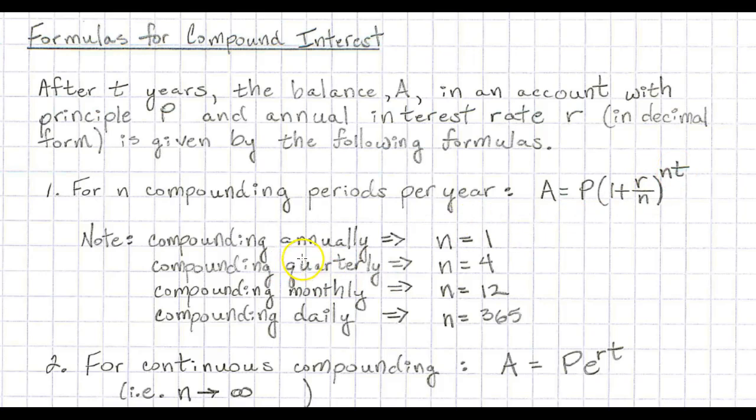If they say compounding annually, it means they only compound it once per year, so n is 1. Compounding quarterly would mean they compound it every 3 months, or 4 times. Compounding monthly would be every month, or 12 times per year. Compounding daily, every day. There's 365 days in a year. I didn't put semi-annually, but semi-annual would be n equals 2.